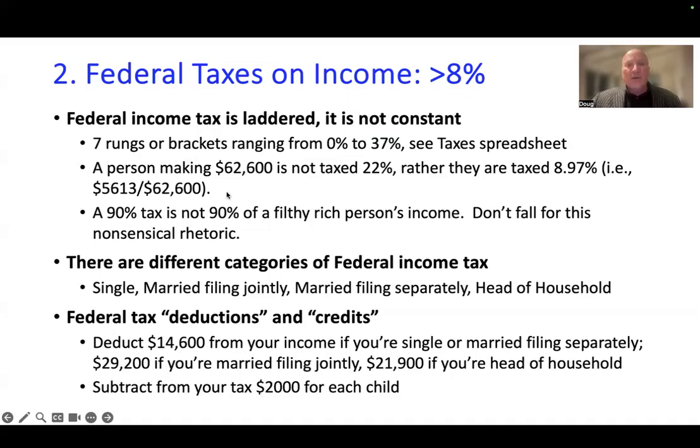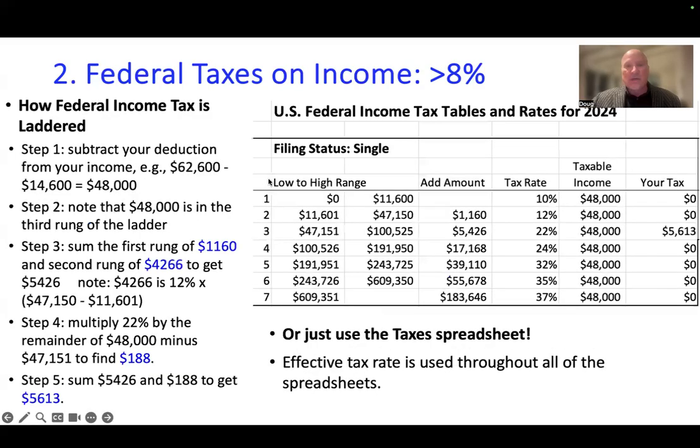Let's have a look at this laddering idea dealing with 62,600 as your income. So first thing you're going to say is, okay, I'm making 62,600. What's my federal tax? Here we're focusing only on the federal tax, not state and city taxes. So we're going to take 62,600, subtract off the deduction, and so you're actually going to use 48,000 as your ladder. So your 48,000 still fits in the third rung, right? Just barely above 47,000. So you're not going to be taxed 22% though.